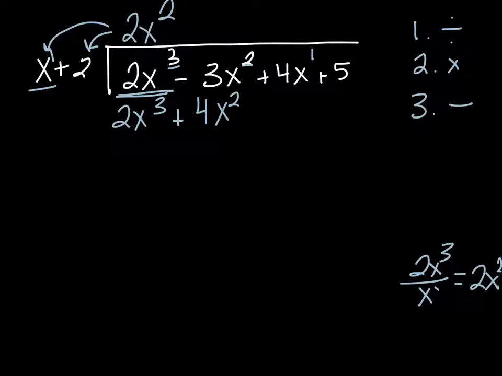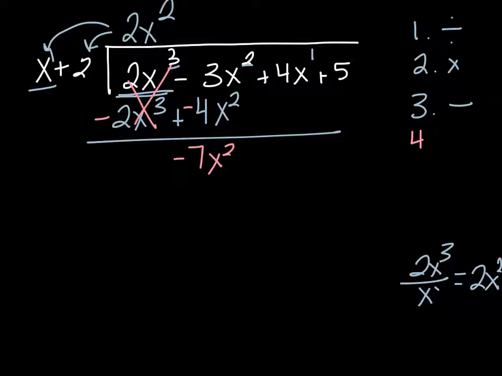Step 3, I'm going to subtract. When you subtract, you change the sign of everything. So those cancel, and I'm left with negative 7x squared. Step 4 is we're going to bring down the rest. So I'm going to bring this down, plus 4x plus 5.